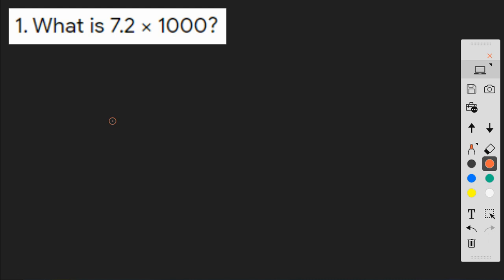Now, the intention here is that you do this without a calculator. So I'm going to assume that you've done that and you've tried. Now, this is all about place value.